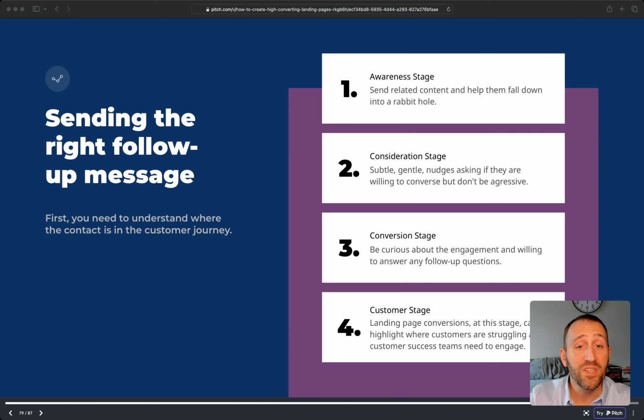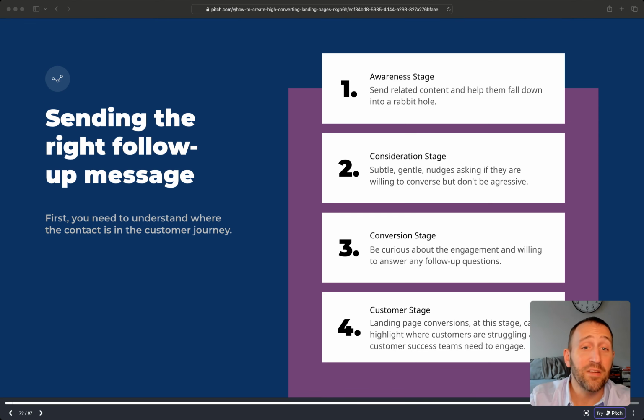Once a contact moves to the consideration stage, it's safe to say that there's a potential to buy, but at the same time, you don't want to get too aggressive and scare them away. At this stage, follow the same playbook, but potentially add some gentle nudges saying, "I'd love to chat with you."